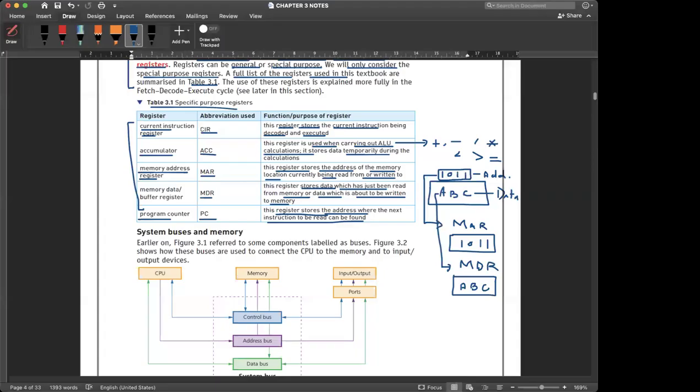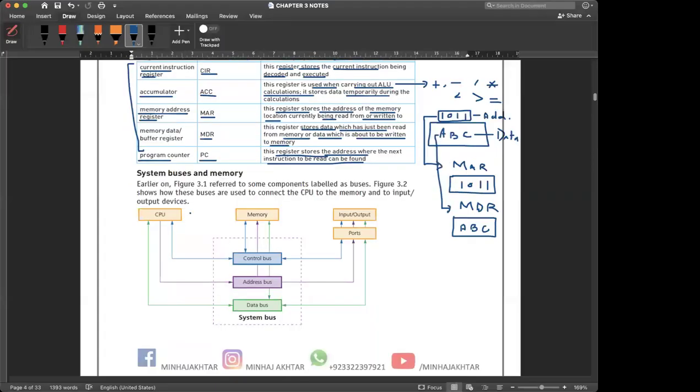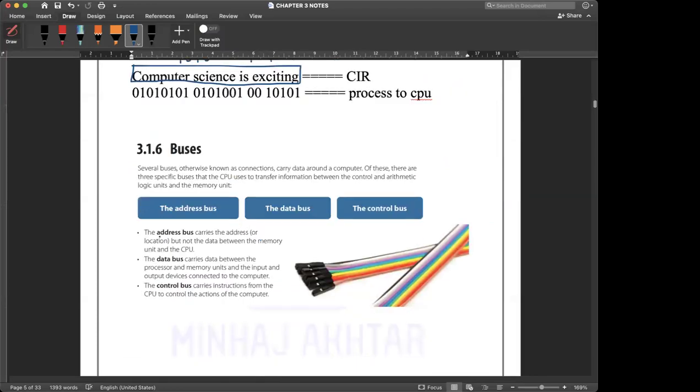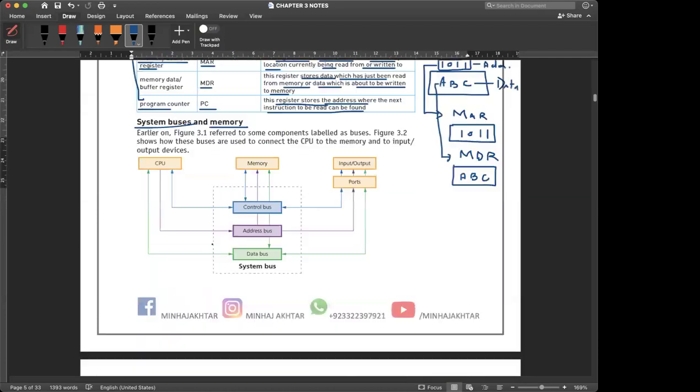Okay. Let's discuss the system bus and the memory. So we have three types of buses, you know that. Address bus, data bus, and control bus. So let's see about the buses. The address bus carries the address, but not the data. So you have to understand this thing.